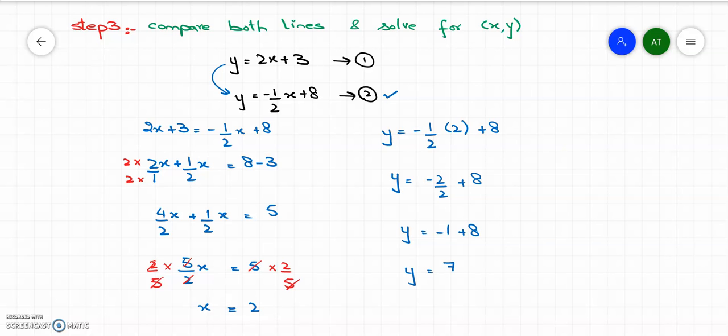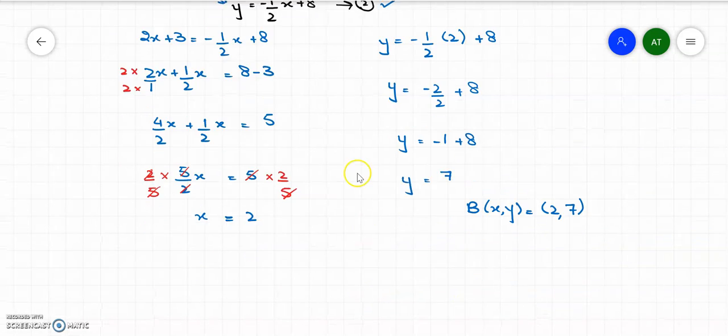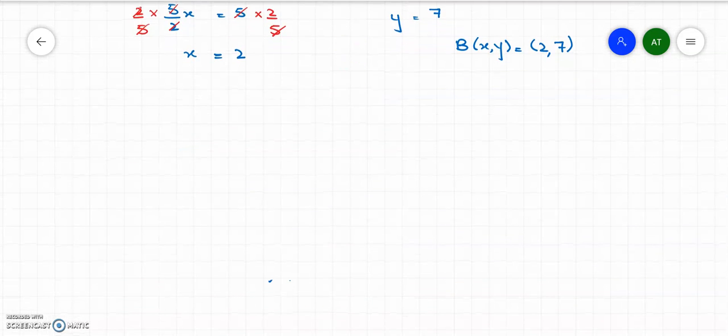Now the new point we have got, name it B, and that is equal to (x, y), and that is equal to (2, 7). That is a new point. So we are done with step 3. Let's move to step 4. Okay, in step 4, we need to calculate the distance between the point A and B.